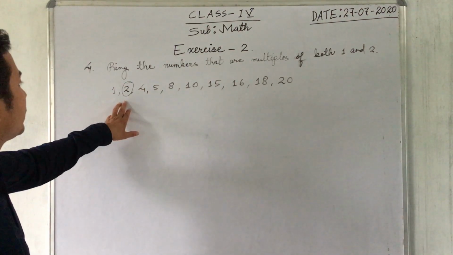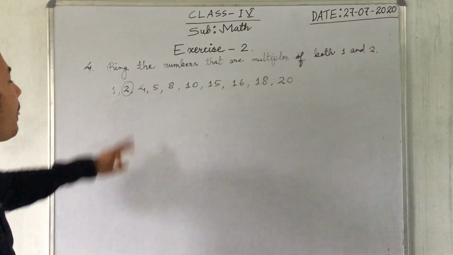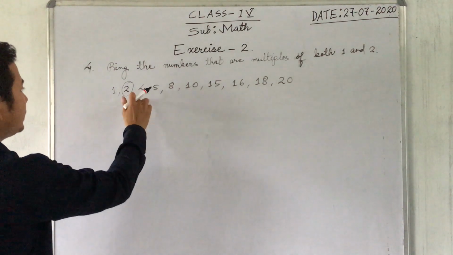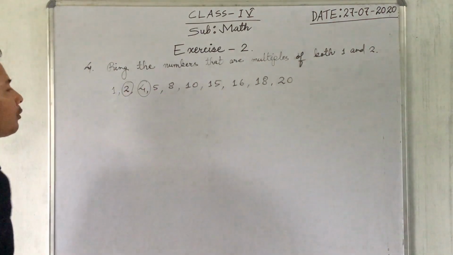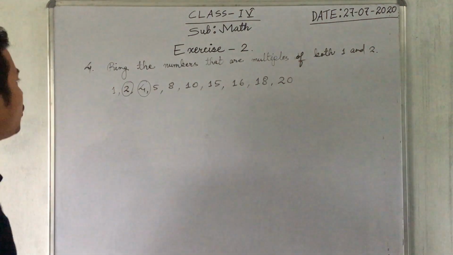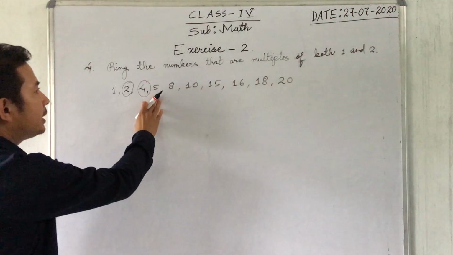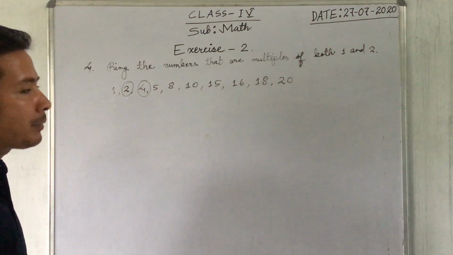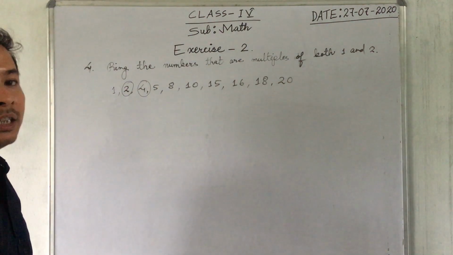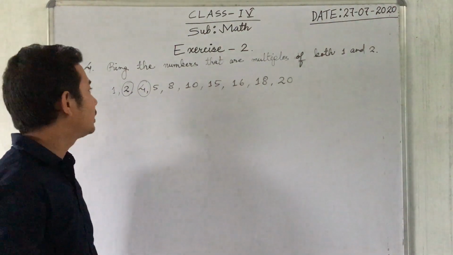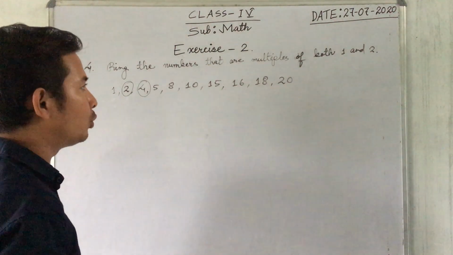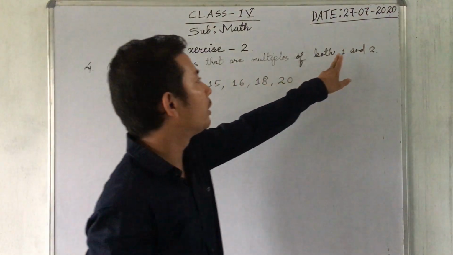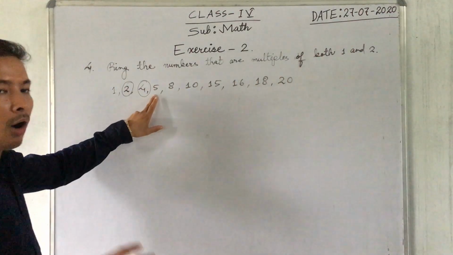So we have to ring this number, a multiple of 1 and 2. Look at 4. 4 times 1 is 4 and 2 times 2 is 4. So this 4 is also a multiple of both 1 and 2. So we have to ring it. 5 is a multiple of 1, right? Because 5 times 1 is 5, but this number is not a multiple of 2 because there is no 5 in the table of 2. So we cannot ring it because this is not a multiple of both numbers, 1 and 2. This is a multiple of 1 only.